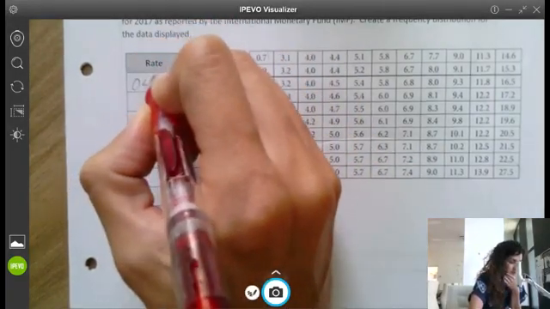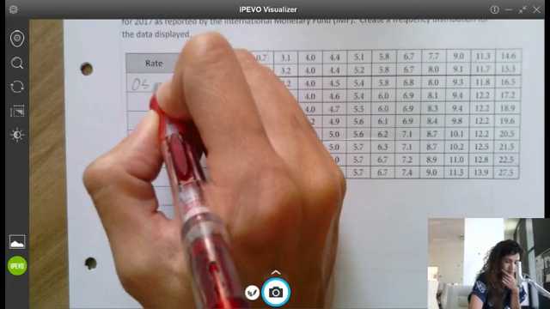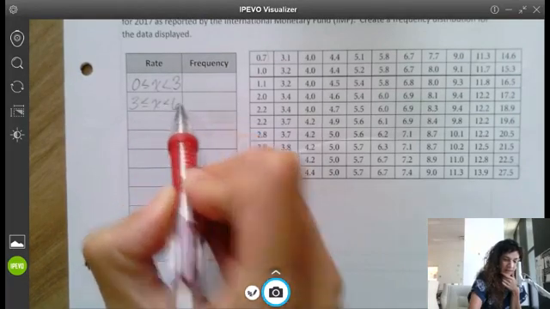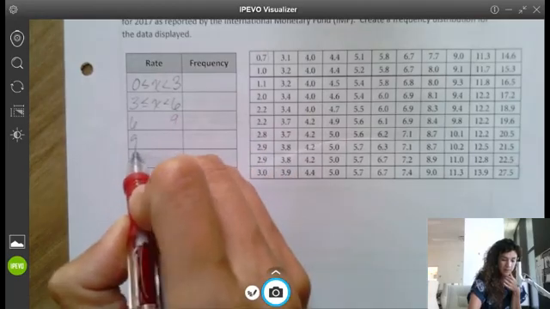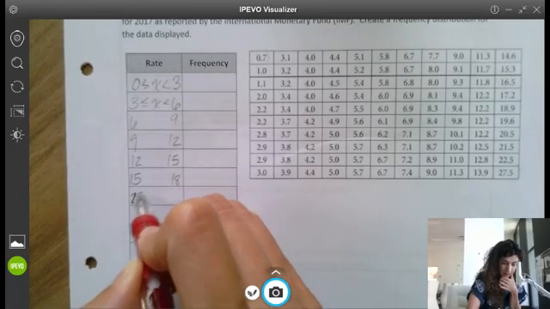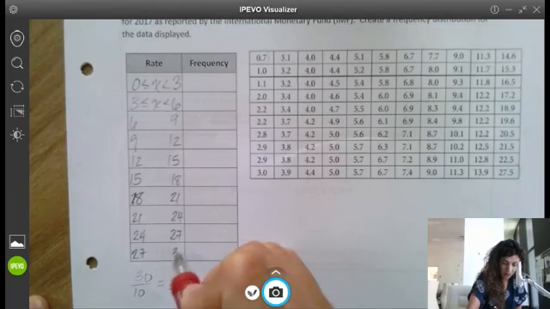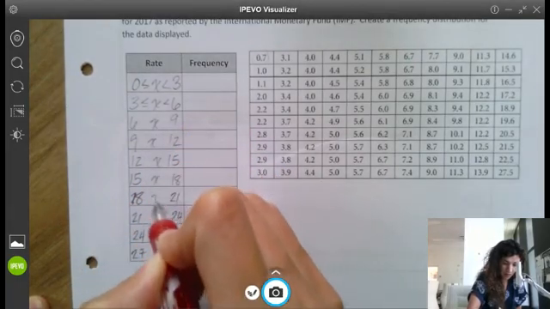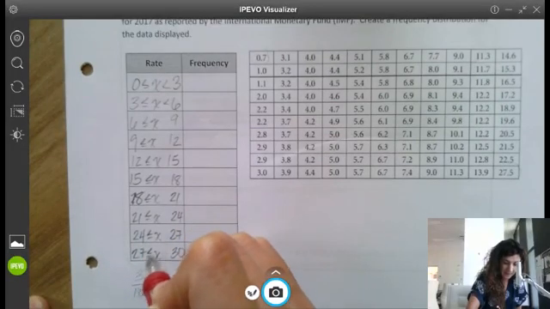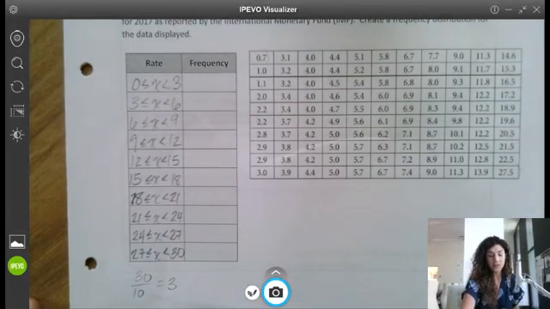So we're going to do 0 to 3, and then 3 to 6, and so on. Okay, so here are our ranges.